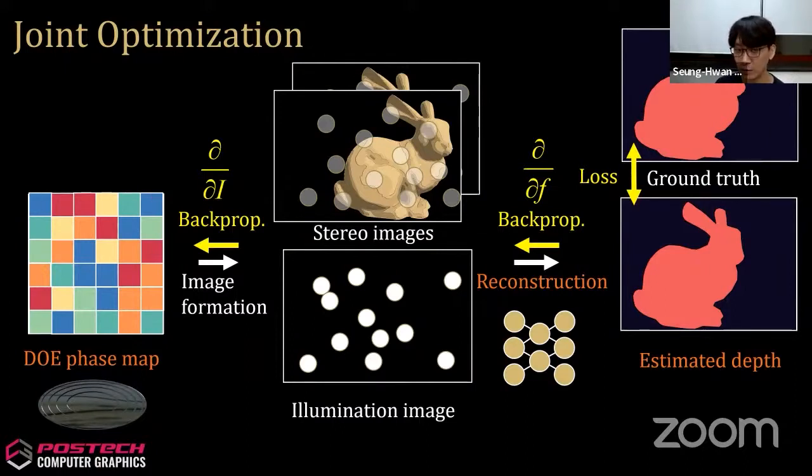Here, the important thing is that the DOE phase map determines what kind of illumination pattern we are going to use, and the reconstruction algorithm is the network that processes the stereo images captured under this specific illumination pattern to estimate the scene depth. Okay.